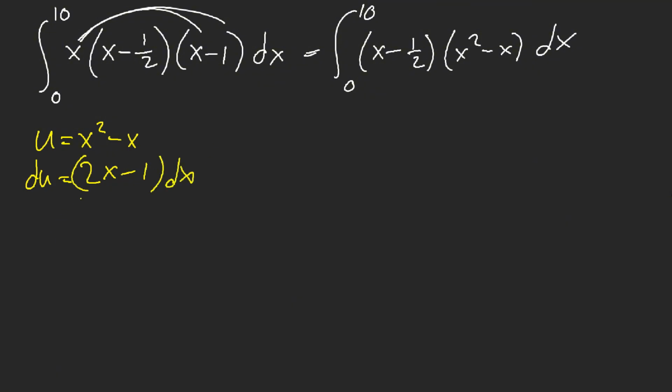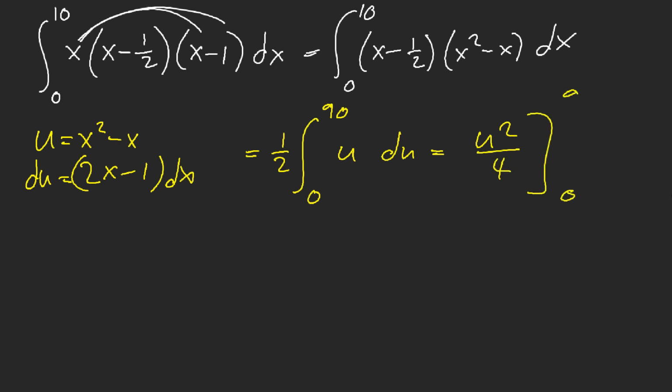This is 2x minus 1. Oh, would you look at this? This is technically the same thing, but it's just divided by half, right? So this is equal to half of, and then 0, 100 minus 10 is 90, right? And then we have u du. Okay? And this is equal to u squared over 4, 0 to 90.